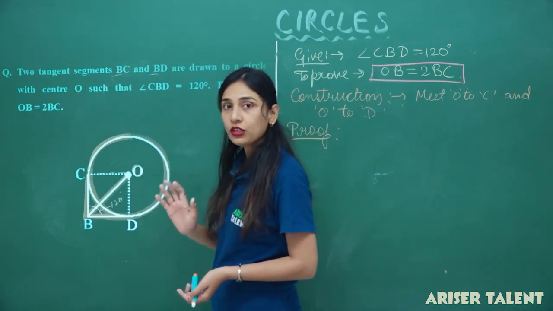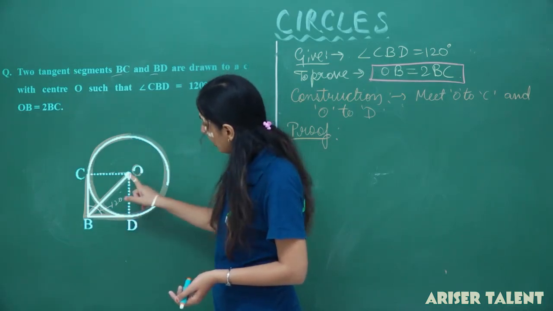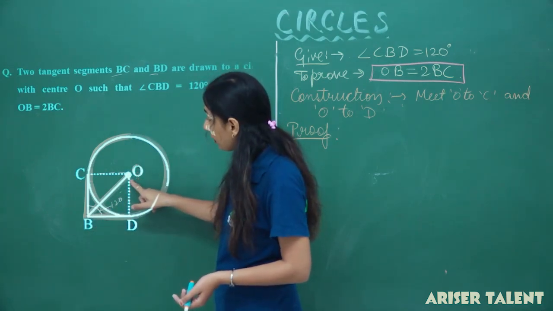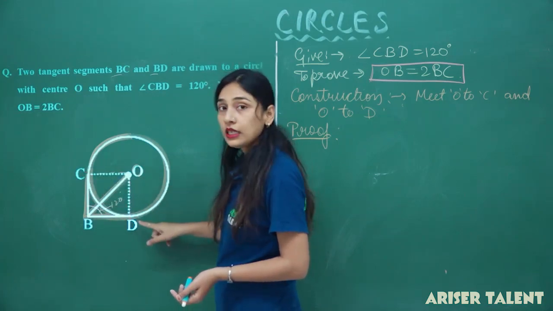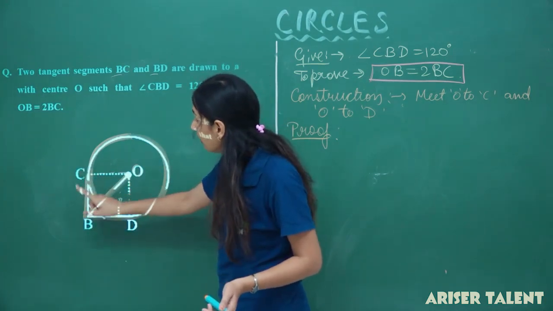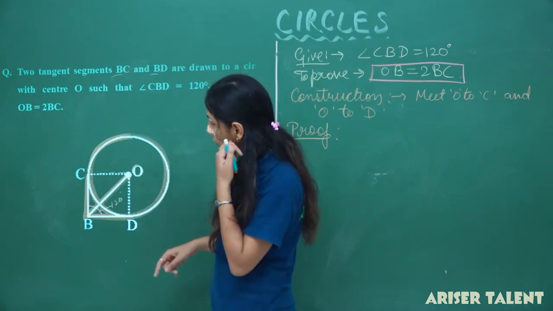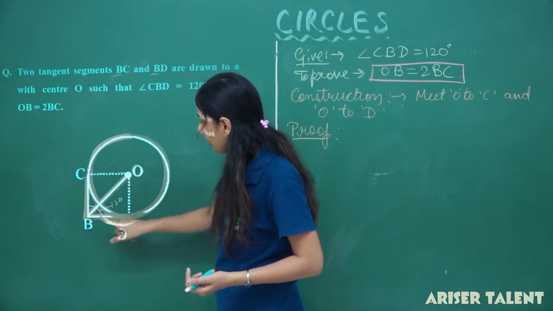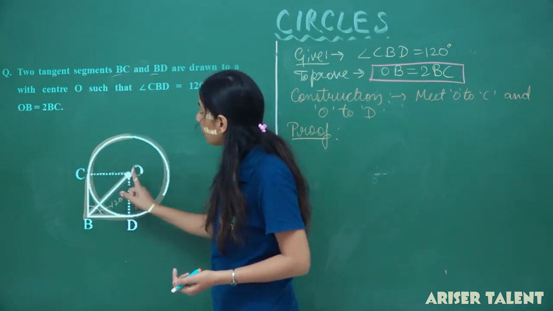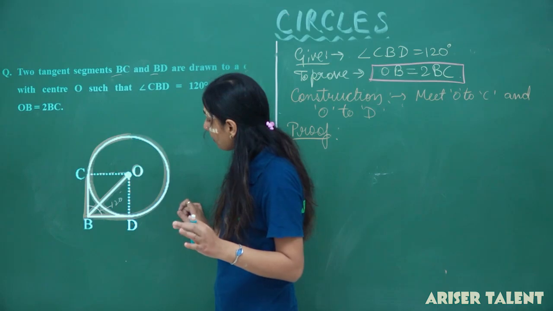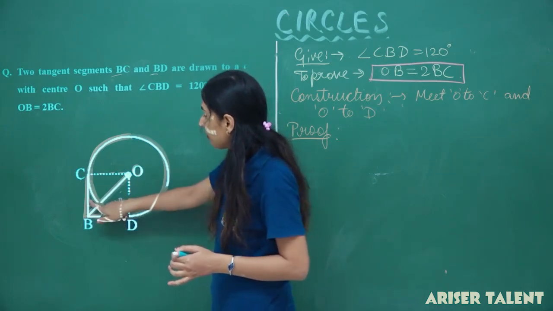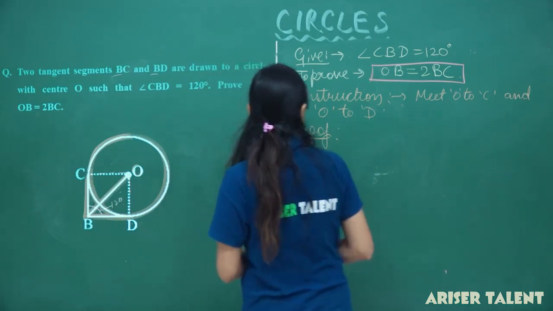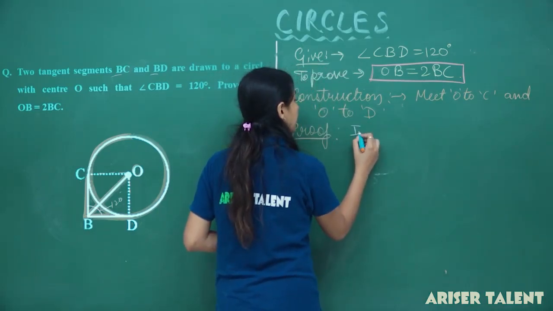So, what will happen according to the theorems that we have discussed is that this line will be the bisector of this chord CD and the angle bisector of angle CBD. So, what do you mean by this? That angle CBO will be equal to angle OBD. Now, if these two angles are equal, what does that mean? If this angle is 120 degrees, this will be 60 degrees, this will be 60 degrees. Clear? Okay.